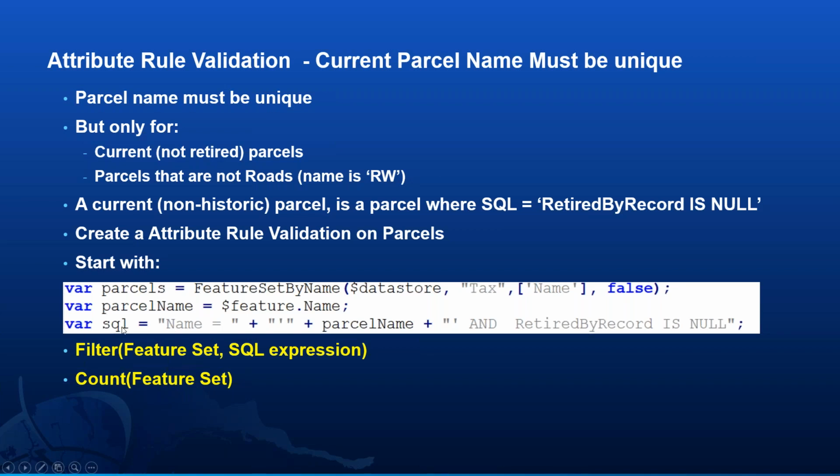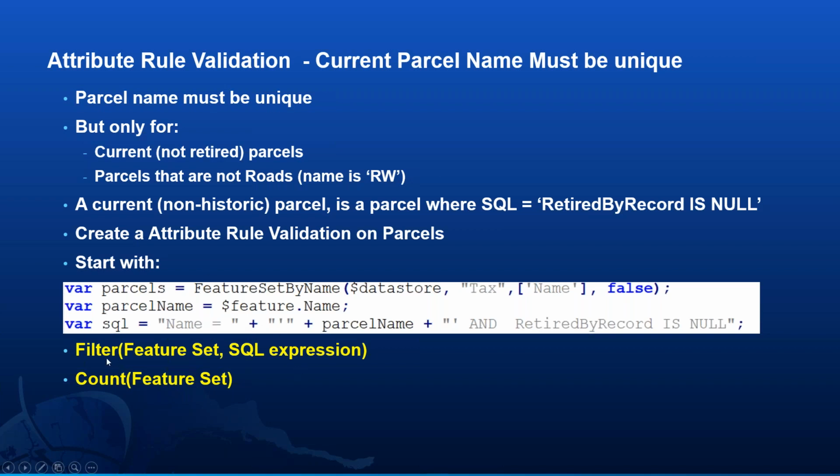So I also provided the SQL query. I'm going to copy paste it for you in the chat box, but you can see here how a SQL query is being constructed. We want the name equal to the parcel name, and retired by record is null. So that makes it so we want only current parcels, and we want only the name of the current feature.